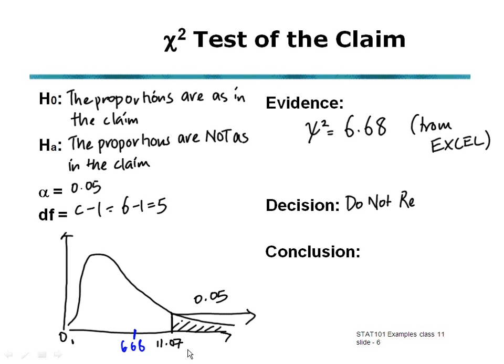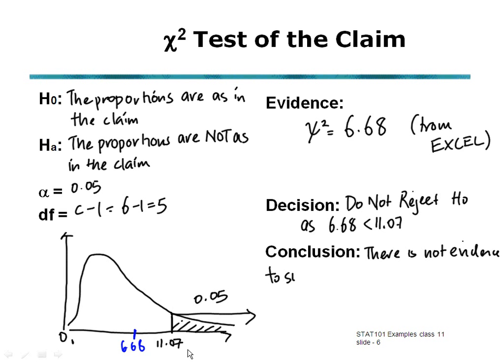And this means in our conclusion we can say there is no evidence from our sample that the proportions are not as in the claim. The claim is upheld. No evidence to suggest the claim is incorrect. There's nothing wrong with the claim.